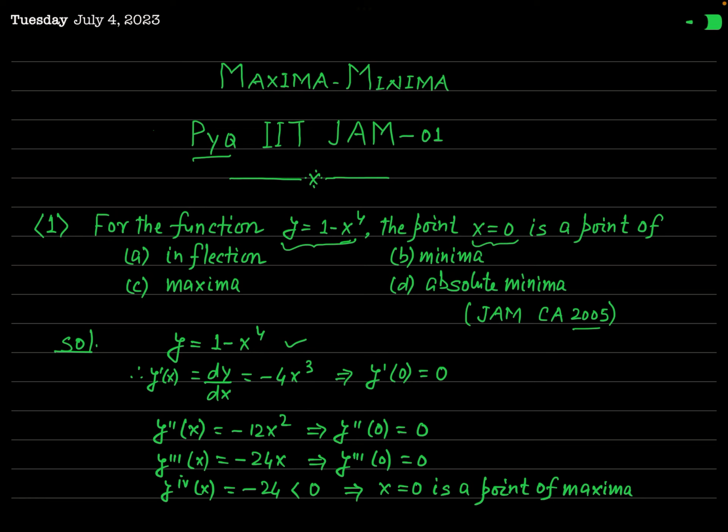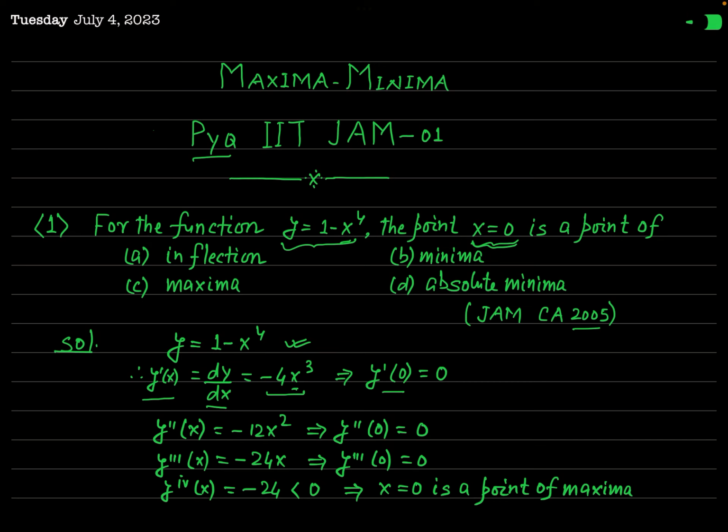So you can see the first order derivative, which I have marked by y prime of x, which means dy by dx. What will be that? Derivative of 1 minus x to the power 4: you know the derivative of 1 is 0 and that of x to the power 4 is 4x cube. So y dash of x is simply equal to minus 4x cube. Now we will test the value of y dash of x at the given point x equal to 0. When you substitute x equal to 0, y dash of 0 will be simply equal to 0.